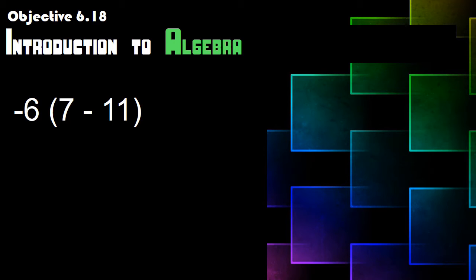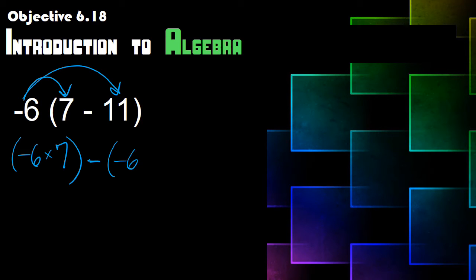We're just going to use the distributive property, and we're also going to use some of the things that we know about integer operations to solve this problem. So here we have -6 times 7. Let's go ahead and write that out. -6 times 7. We're going to bring our operation sign down as subtraction, and then we're going to have -6 times 11. So now let's solve for what's in each of the parentheses here.